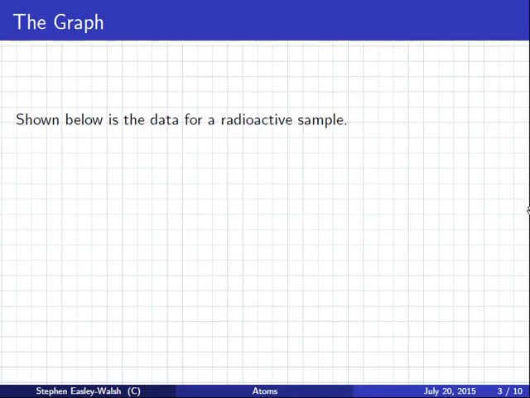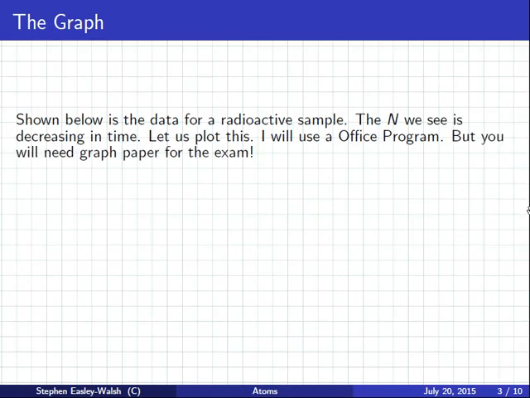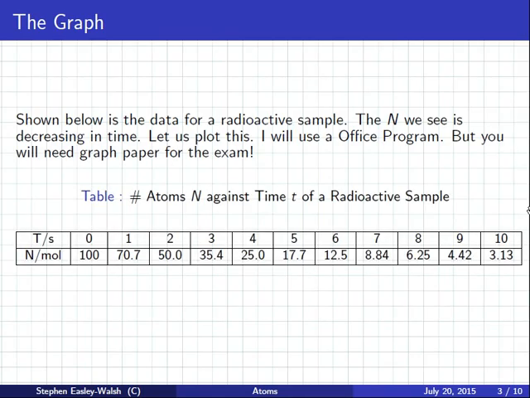Here's some data for a radioactive sample. At the end we see N is decreasing, so let us plot this, and I'll just use an office program. For the exam you would need to use graph paper, of course. Can you just write these numbers down?